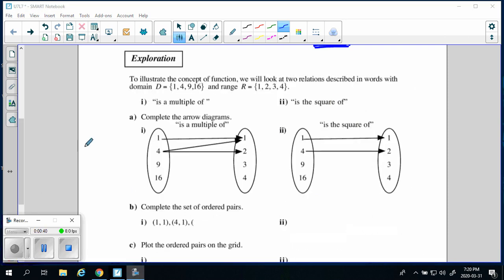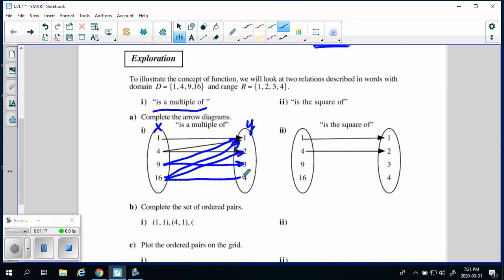To examine what a function is, we're going to look at two different relations. One of the relations can be expressed in words, is a multiple of. So when we look at the mapping diagram, you see that here's your domain, here's your range. And 1 is a multiple of 1. 4 is a multiple of 1. It's also a multiple of 2. 9 is a multiple of 1. It's not a multiple of 2. It is a multiple of 3. And 16 is a multiple of 1 and 2 and 4. So there's an awful lot of arrows here for the multiple of.